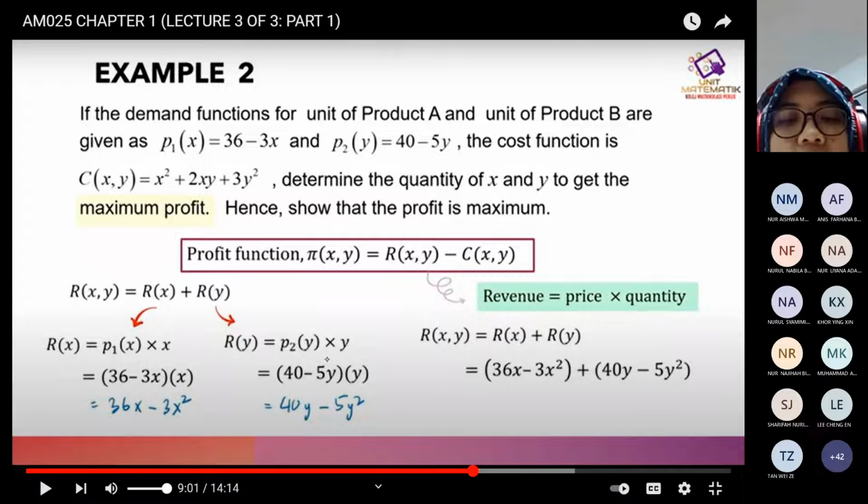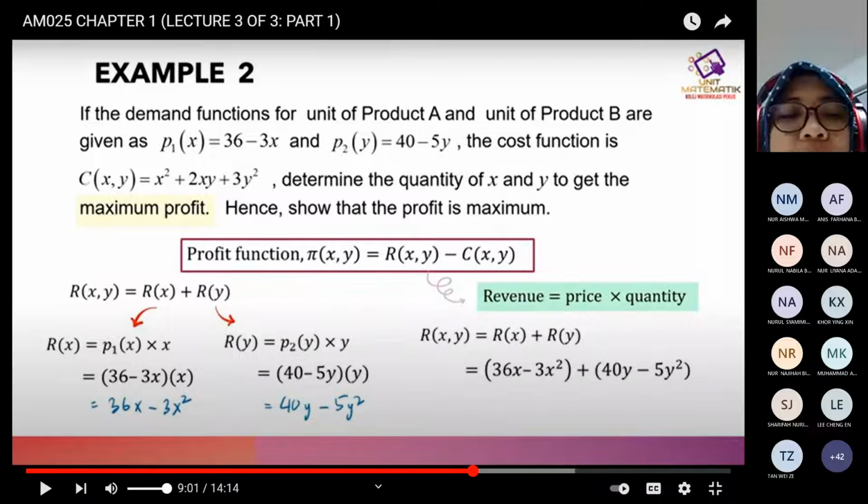And then, nak make up a new revenue function, tambah je lah. Okay, hasil X tambah hasil Y. Itu yang dapat revenue function macam ni. Tak settle lagi lah kerja. Revenue function. Soalan nak profit.